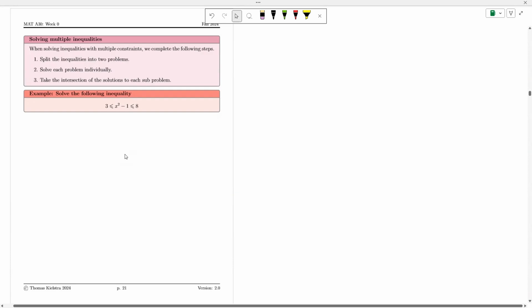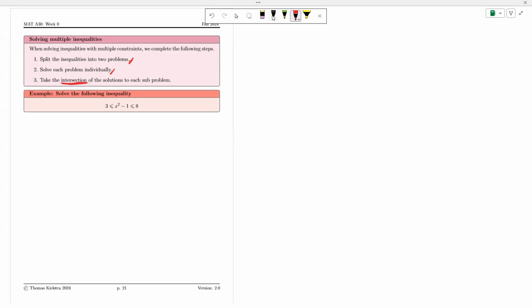The next thing we're going to do is expand this a little bit, and ask, what do we do when we have two inequalities? Well, when we have two inequalities, what we do is we split the problem up into two subproblems. Then we're going to solve each of the subproblems individually, and finally we'll take the intersection of the two subproblems.